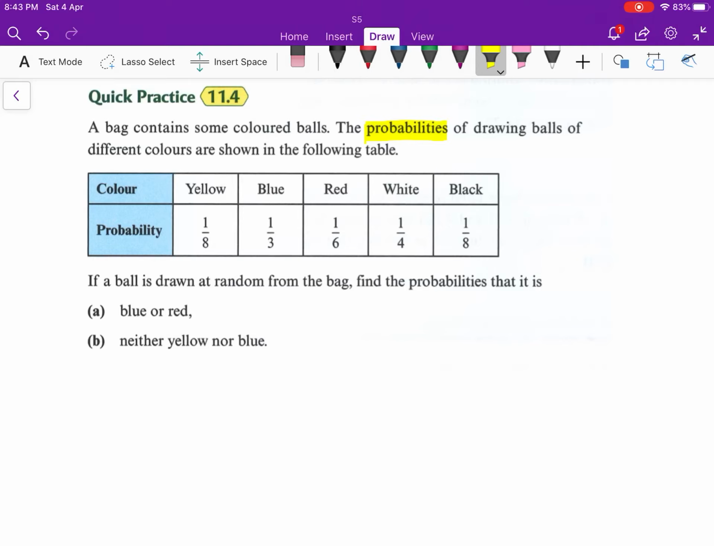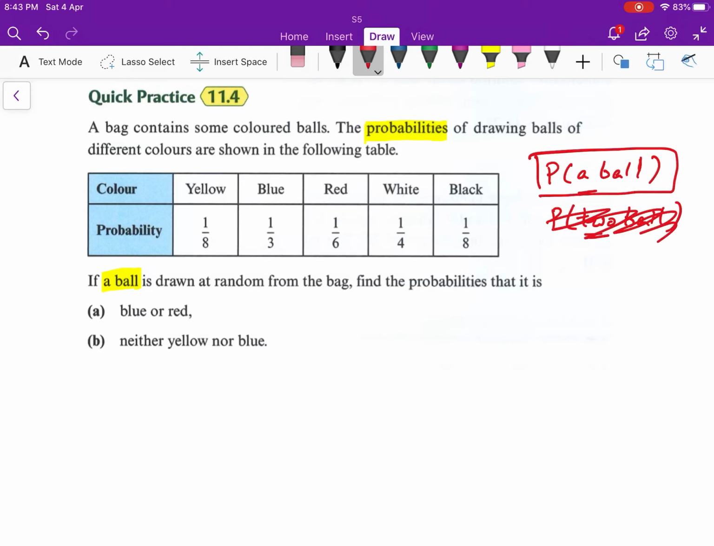If a ball, remember, ball, okay, that means I just need one, I don't need two balls, okay? So it's totally different when you are finding the probability of a ball and probability of two or more balls, okay? So be aware of the number. So later on we'll talk about what if there are more. So we only focus on a ball first, okay? So if a ball is drawn at random, find the probability that it is blue or red.